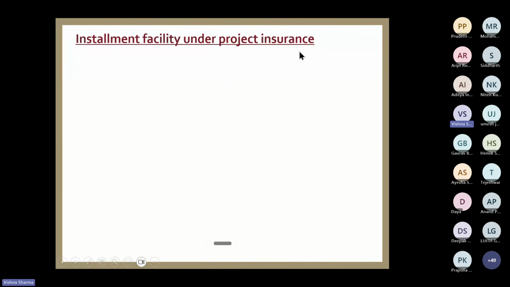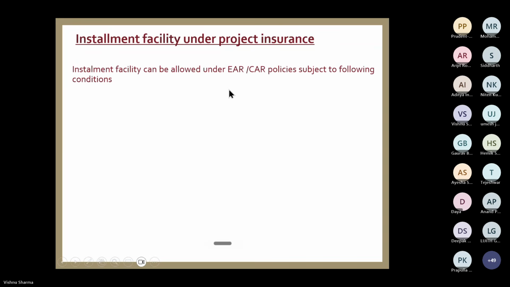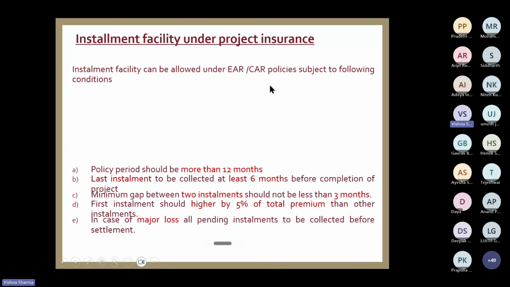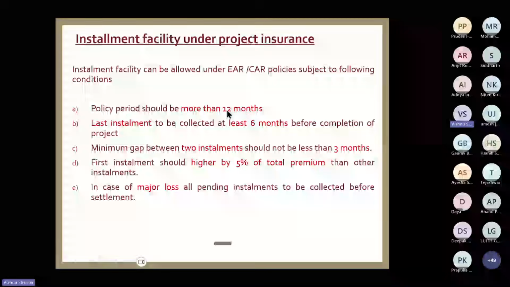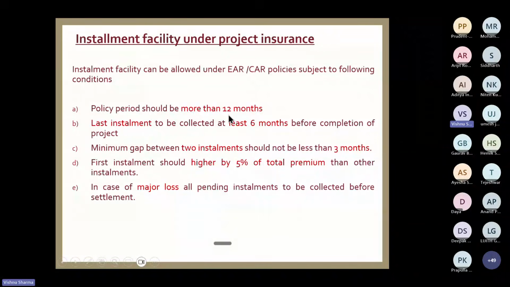Now, this is one of the basic things which confuses many. There is an installment facility of payment of premium under project insurance policy. So what are the norms? Extension facility can be allowed subject to what conditions? Policy period should be more than 12 months. If it is less than 12 months, no installment can be given. Then upfront 100% premium is to be paid in a single installment.